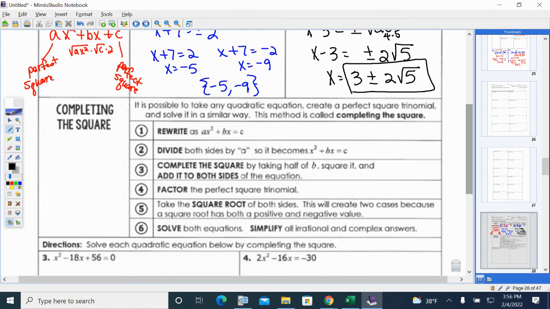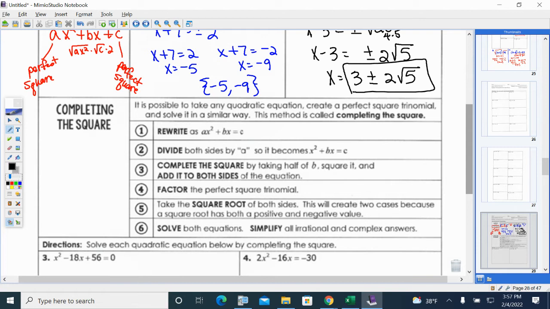So look at our steps here. Number 1 says to rewrite as ax squared plus bx is equal to c. You want to divide both sides by a, so it becomes x squared plus bx equals c. Complete the square by taking half of b, square it, and add it to both sides of the equation.